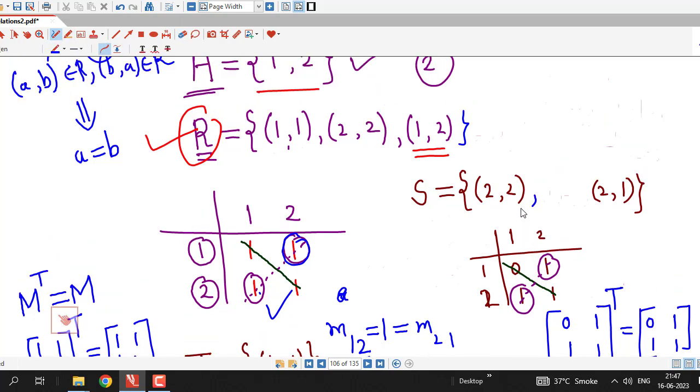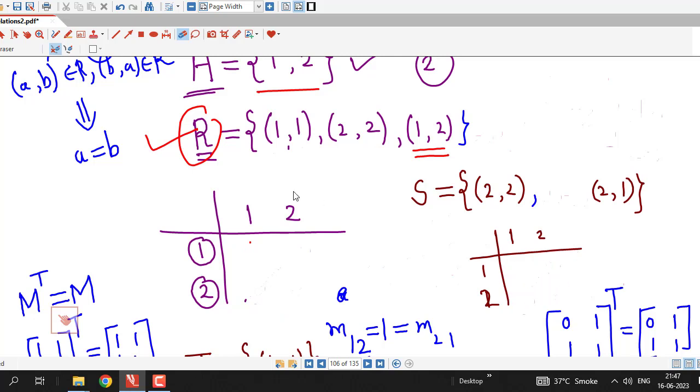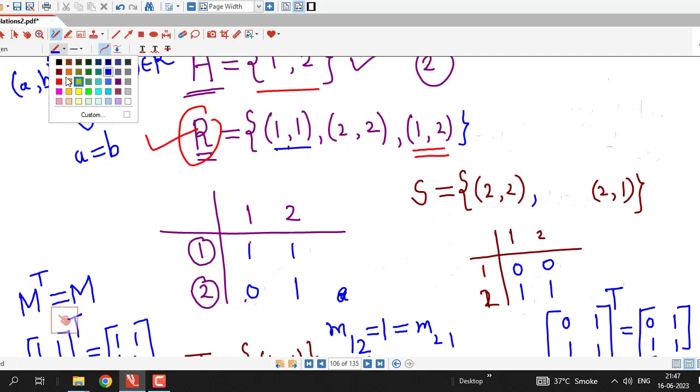And we can observe the change in the relation matrices. Let me write down the relation matrices corresponding to this R and S which I have modified. In R I have 1 1 present, then 2 2 present and 1 2 present, and remaining entries are 0. In S I have 2 2 present and 2 1 present, remaining entries are 0. So if our relation is antisymmetric, then we can see that these two entries are opposite.